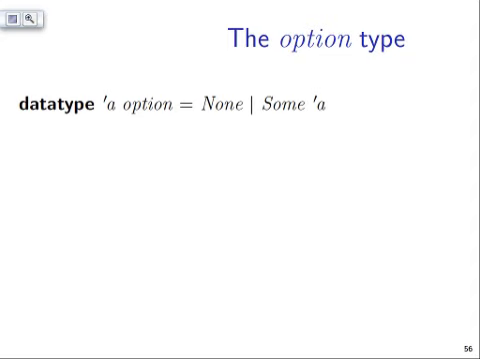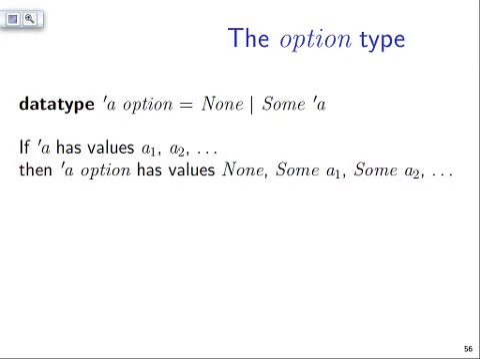So you're wrapping up the elements of type A in a some constructor, and then you're also adding a none constructor. And the point of this data type is usually to model some kind of exception or error situation, where none indicates something went wrong, there was no result, and some means yes, there is a result, and it's inside the some. If you assume that type A has the values A1, A2, and so on, then type A option has the values none, but then some A1, some A2, and so on.